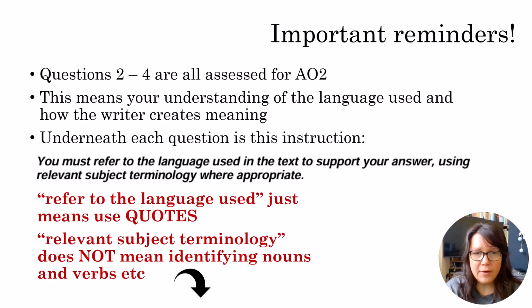All right, so very important reminders before we get into how to answer these questions. Questions 2, 3 and 4. I've already dealt with question 2, but it's the same mark scheme. Questions 2, 3 and 4 are all assessed for AO2. AO2 is your understanding of how language is used and how the writer creates meaning. And it's really important that you keep hold of that idea. How is the writer creating meaning?